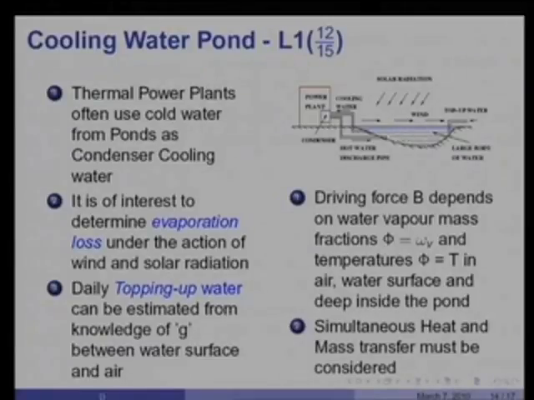To determine such requirement, one would need to know the mass transfer coefficient between the water surface and the ambient. The driving force B in this case would depend on water vapor mass fractions in the ambient, at the surface and deep inside the pond, as well as temperatures in the ambient, surface and deep inside the pond. So we have a situation of simultaneous heat and mass transfer, but without chemical reaction, because both the air and water do not participate in any chemical reaction in this evaporation process.